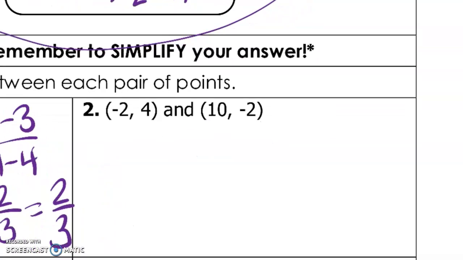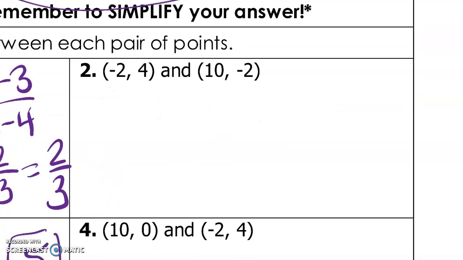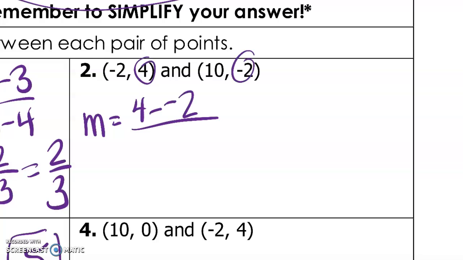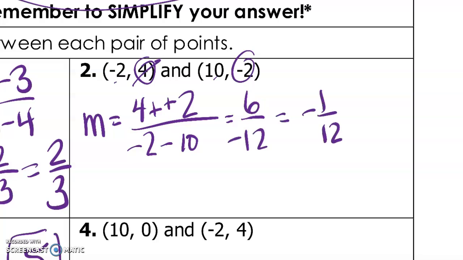The order that you put the y's in doesn't matter as long as you use that same order for the x's. So for instance, number 2, m equals, my y's are 4 and negative 2. So I'm going to do 4 minus negative 2. So since I did this one first, that means I need to go back and do that negative 2, then minus 10. This would give me 6 over negative 12, which is negative 1/2.